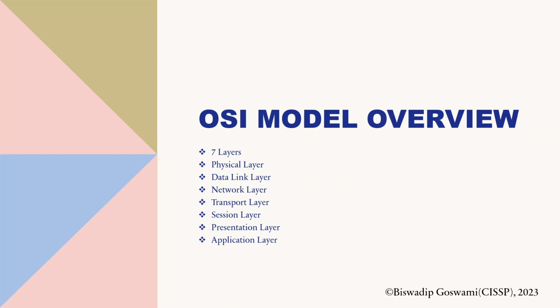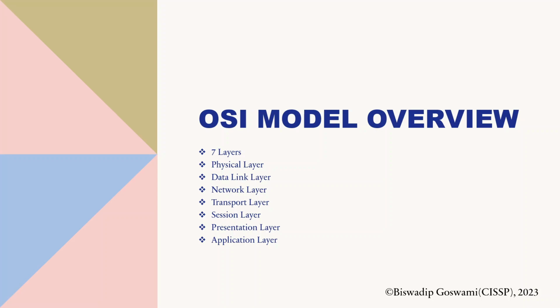Application layer. This layer is responsible for providing network services to applications. It includes protocols such as HTTP or Hypertext Transfer Protocol, SMTP or Simple Mail Transfer Protocol, and FTP or File Transfer Protocol. These are responsible for providing services such as file transfer, email, and web browsing.